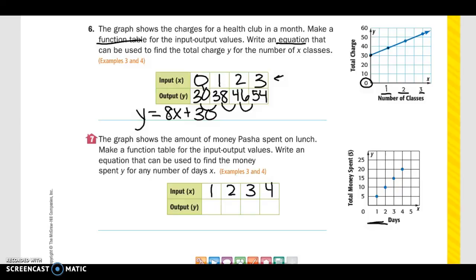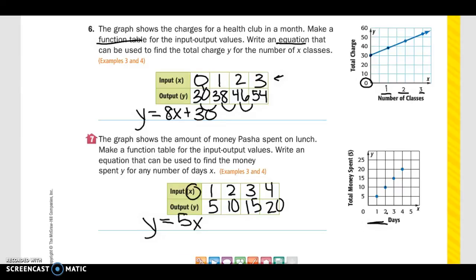At 1, our dot's at 5. At 2, our dot's at 10. At 3, our dot's at 15. And at 4, our dot's at 20. Okay, now we filled in our function table. We have to find our equation. So we're going to start with y equals, and how did I get from x to y? How did I get from 1 to 5, 2 to 10, 3 to 15, and 4 to 20? I multiplied by 5, so we're going to show the multiplication with the variable, which is x, so y equals 5x. Okay, let's flip over.